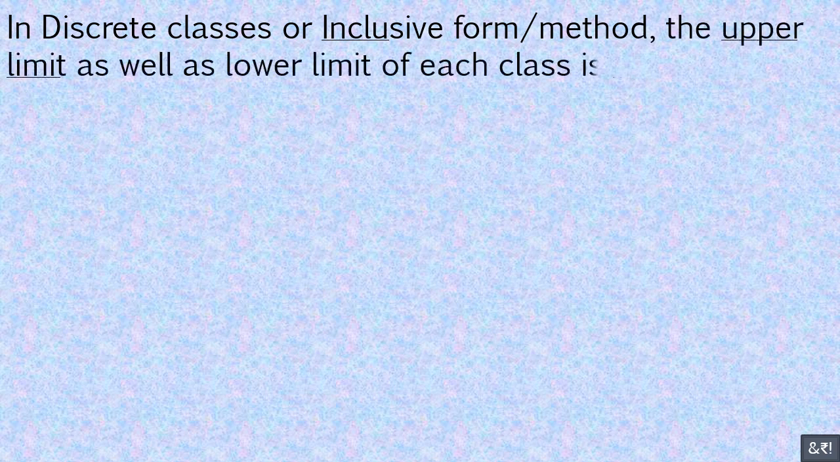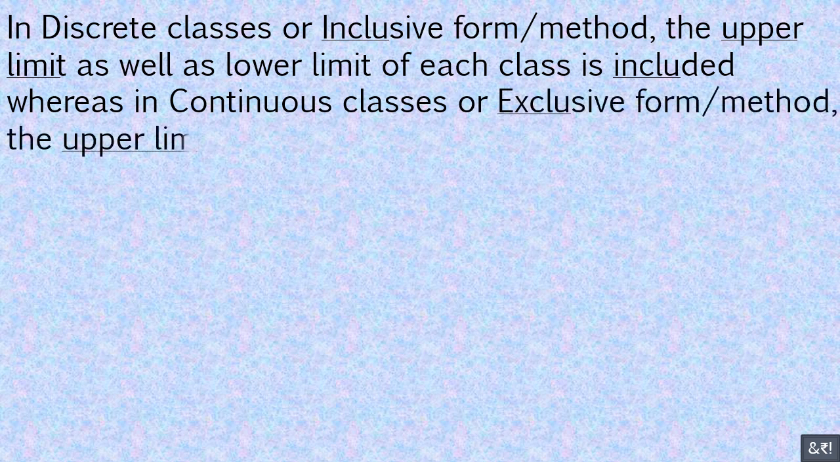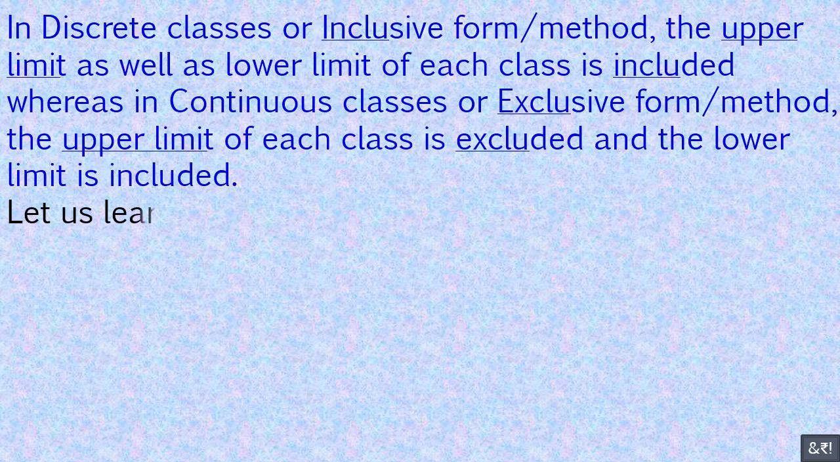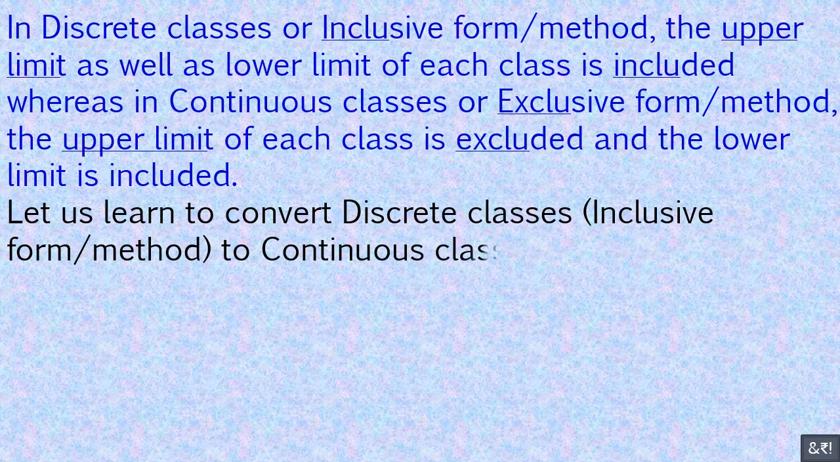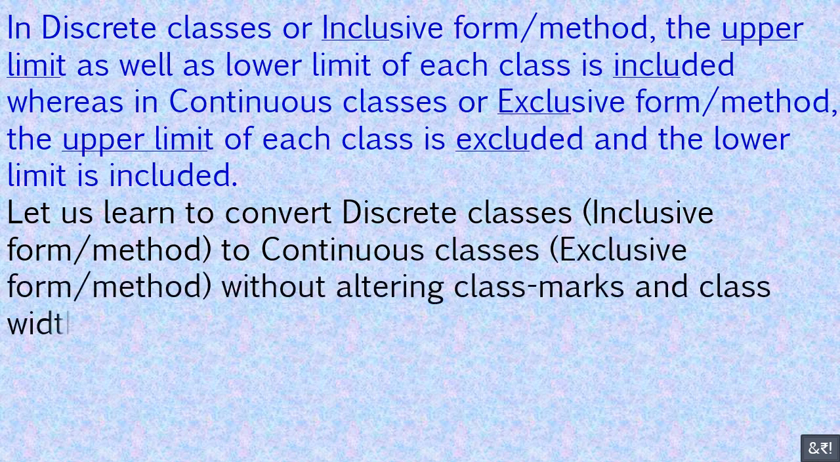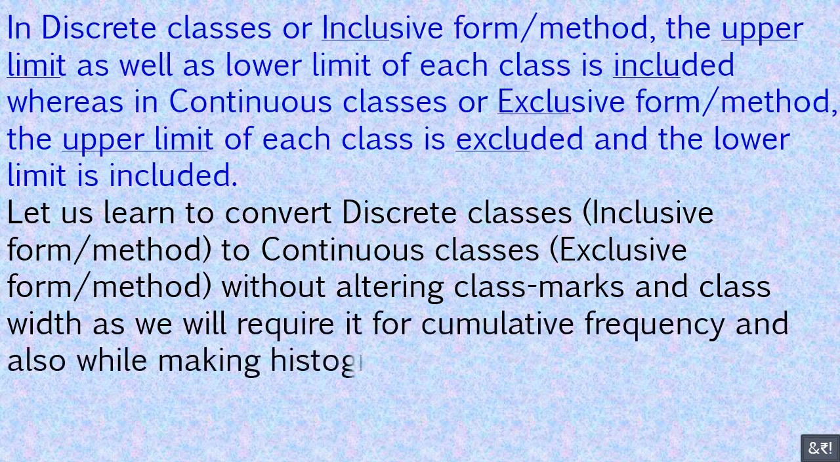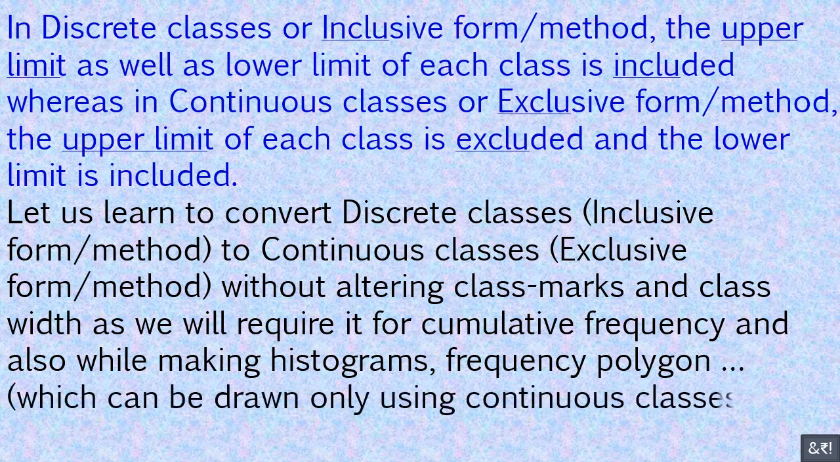In discrete classes or inclusive form method, the upper limit as well as lower limit of each class is included, whereas in continuous classes or exclusive form method, the upper limit of each class is excluded and the lower limit is included. Let us learn to convert discrete classes, inclusive form method, to continuous classes, exclusive form method, without altering class marks and class width, as we will require it for cumulative frequency and also while making histograms, frequency polygons etc., which can be drawn only using continuous classes.